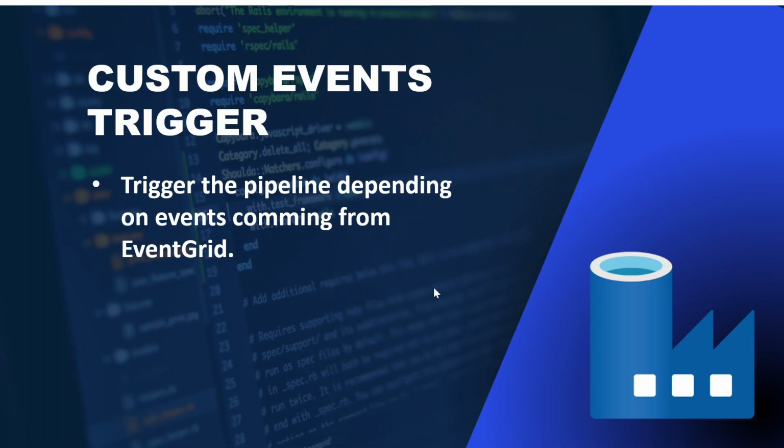And the last one, the custom events trigger. This is a trigger to trigger the pipeline depending on events coming from Event Grid, one of the other applications that Azure has. This will be explained in a separate video, as this is not that commonly used. So having said that, let's go to practice and see how we can quickly create some of the triggers.